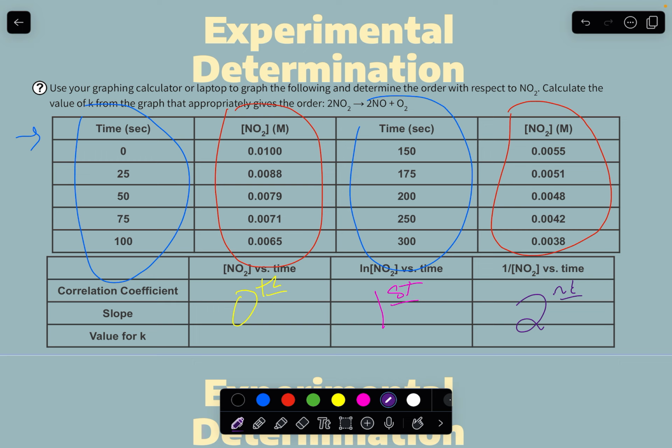Okay, and you can make those graphs using either your graphing calculator or using Excel, spreadsheet, any of those. Remember, on the AP test, you won't have access to those. You'll just have access to your graphing calculator. So get used to making graphs through that.